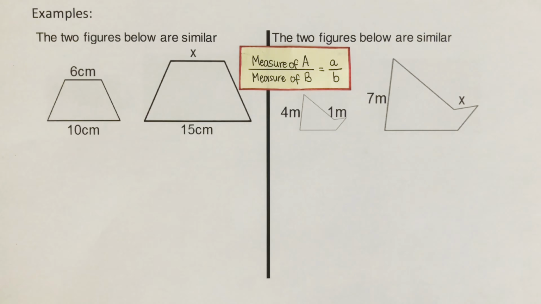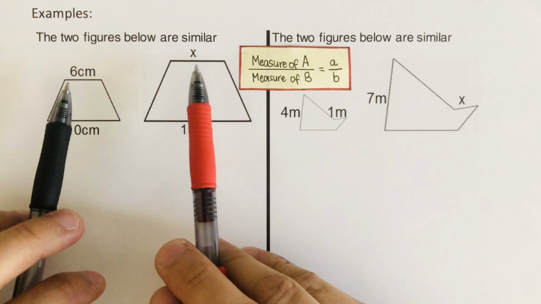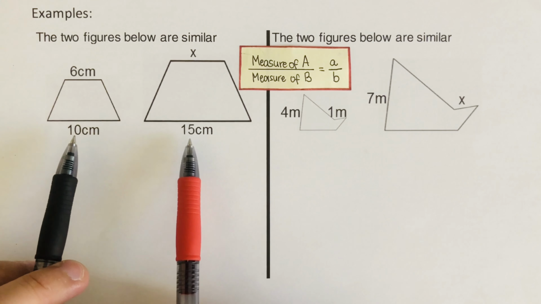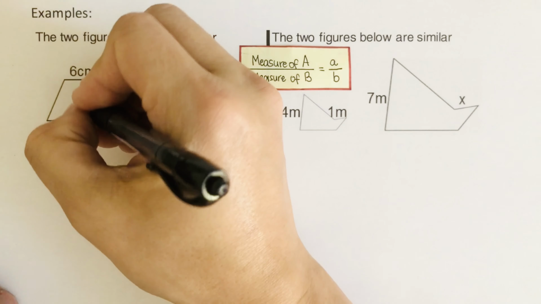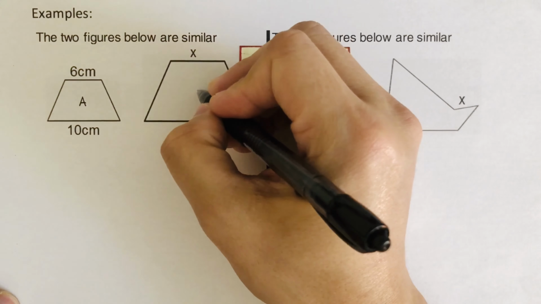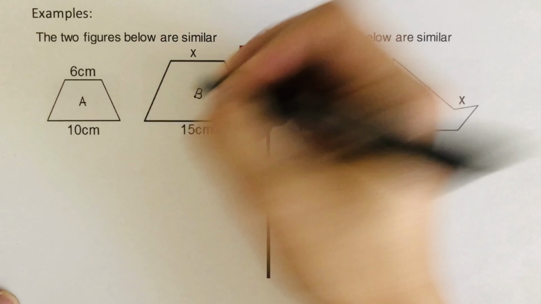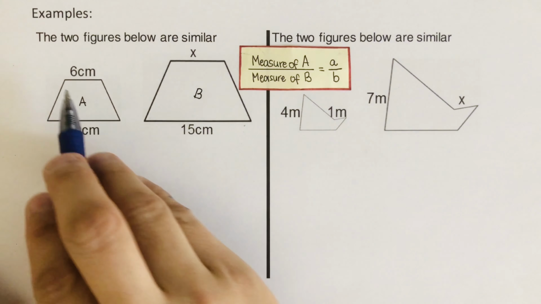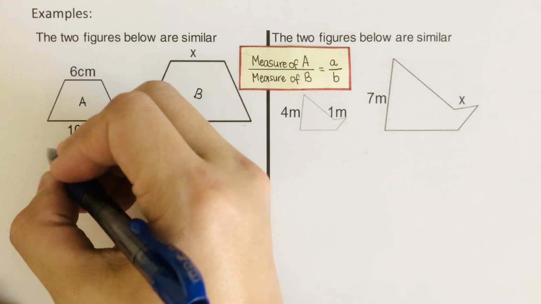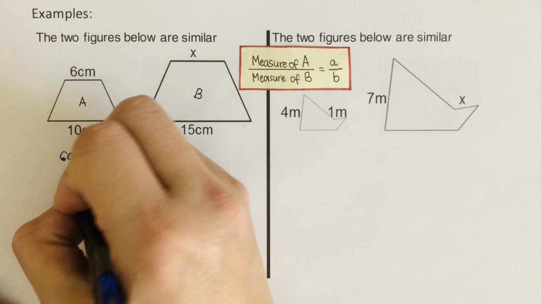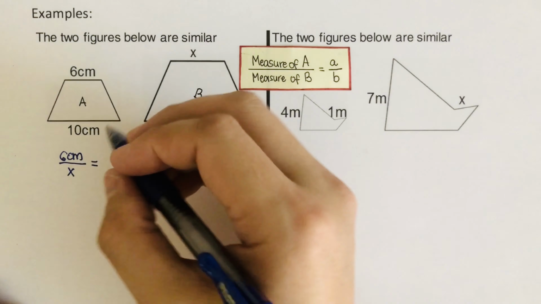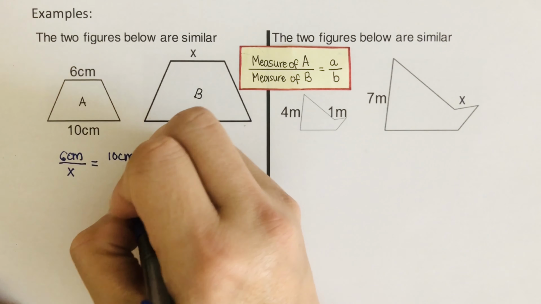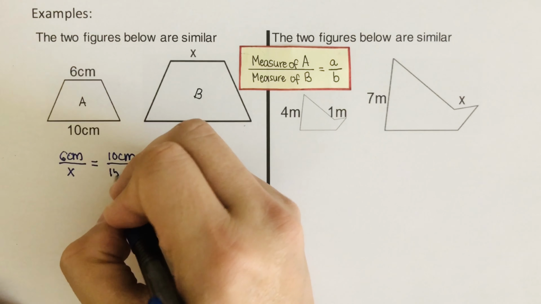So let's put in some values here. What we are doing is pairing up the ones that are corresponding. These two are corresponding sides and these two are corresponding sides. We can label this as A and this as B, so that we're not confused about which goes with which. Okay, so we can pair them up. We start with 6 centimeters over X is equal to, the other partner here, 10 centimeters over 15 centimeters.